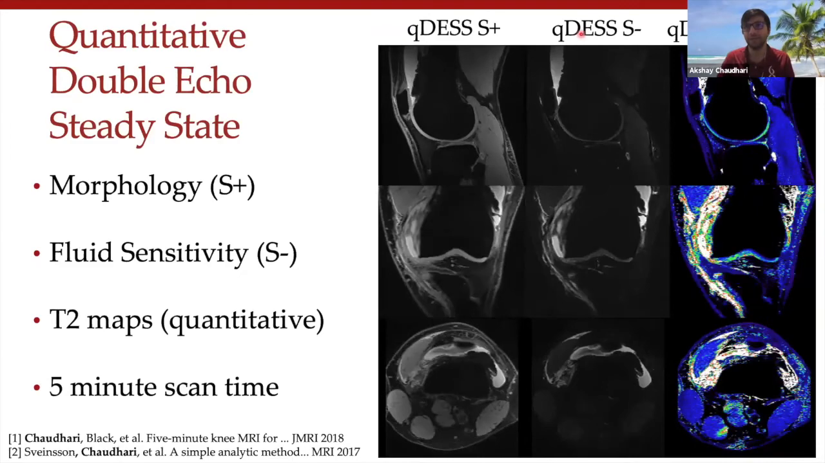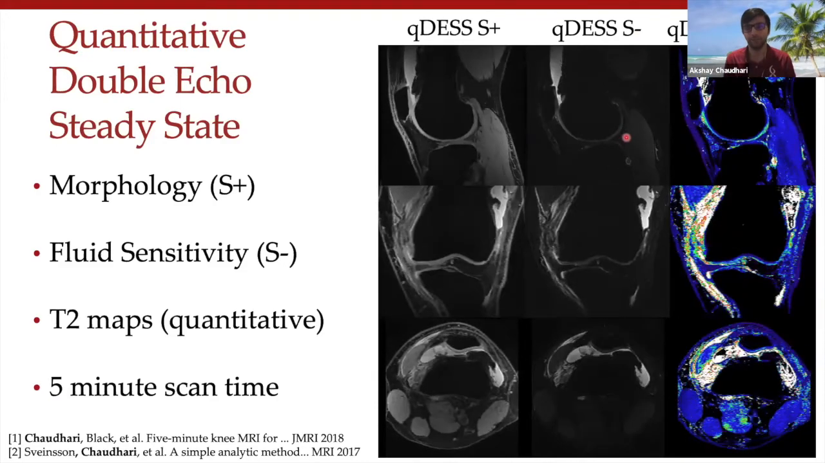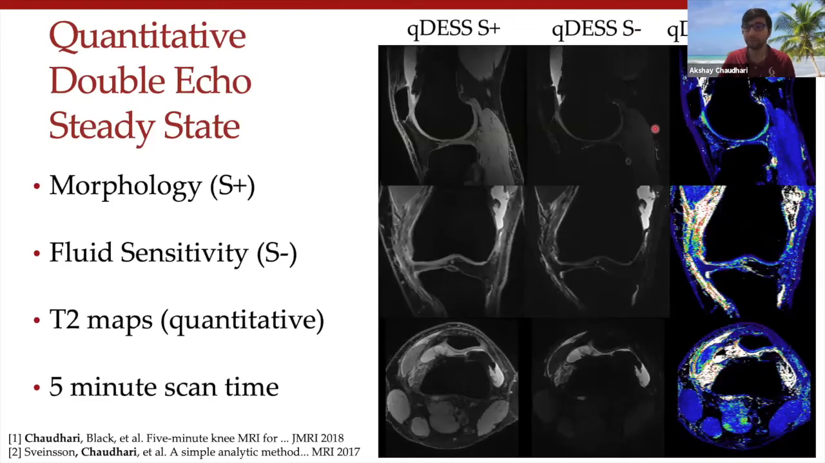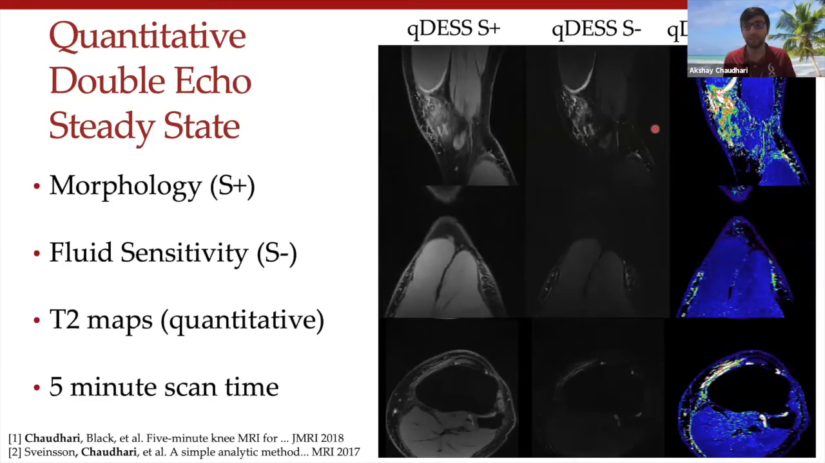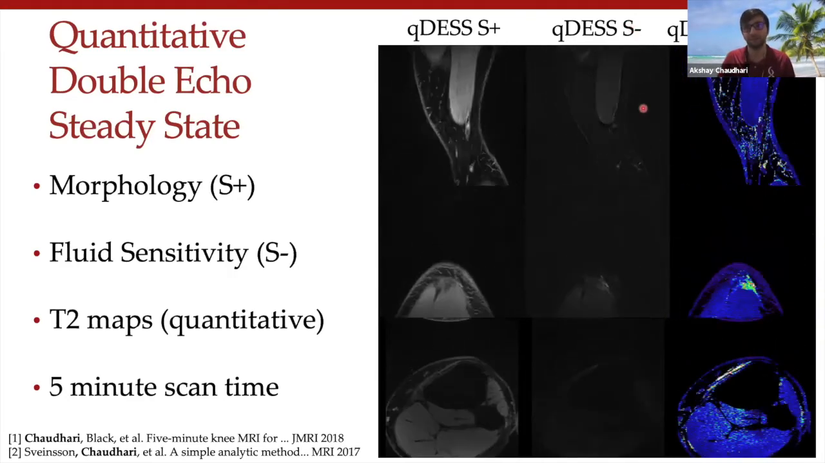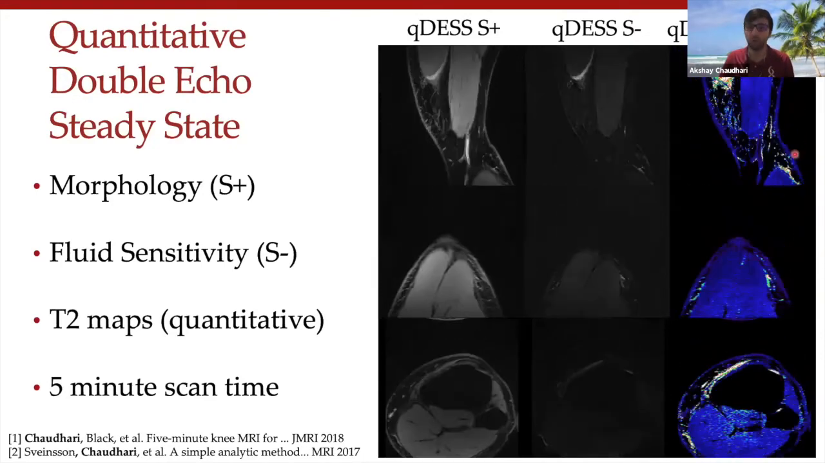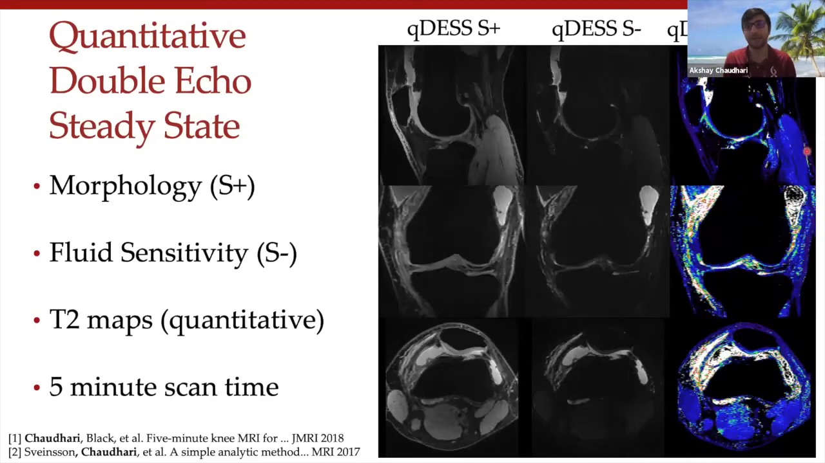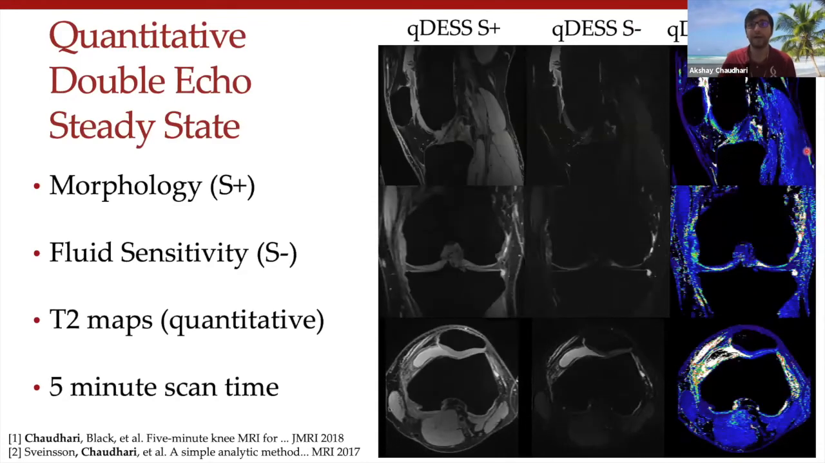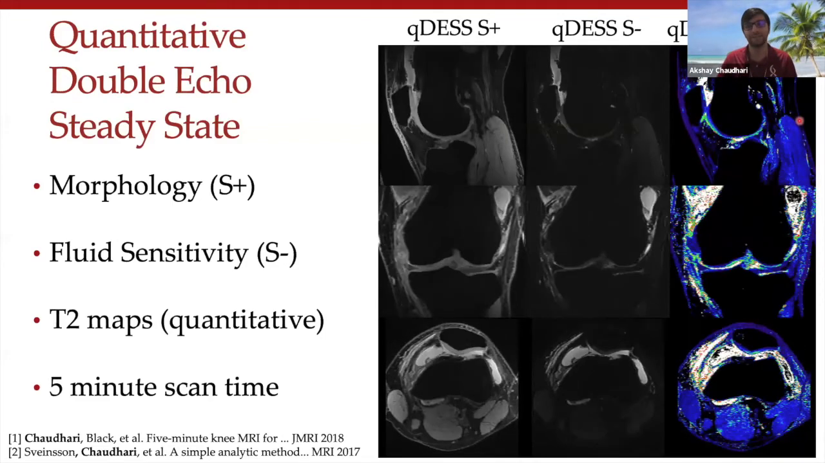The second echo, or the S- echo, is more sensitive to fluid. This is important in the context of musculoskeletal imaging because most chronic injuries typically have some increased fluid signal. So if there is a meniscal tear or ligament tear, that will be really well manifested in this S- image. And with the combination of these two images, we can build a quantitative T2 parameter map. We can track what happens to individual hydrogen atoms and model this relationship. Using these two echoes as an input, we can output this quantitative T2 relaxation time map.